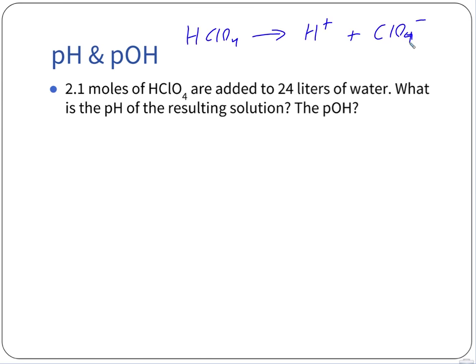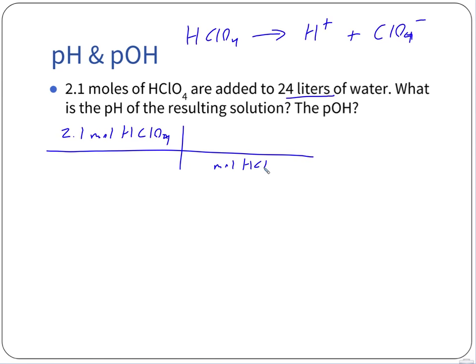So we know the number of moles of HClO4. If we could figure out how many moles of H+ we have, we can then use that with the 24 liters to find the concentration. So 2.1 moles of HClO4. Set up our table. We want to go from moles of HClO4 to moles of H+, and that's just a 1-to-1 ratio right there. So it's just going to be 2.1. We actually should have known that right off the bat. So 2.1 moles of H+.